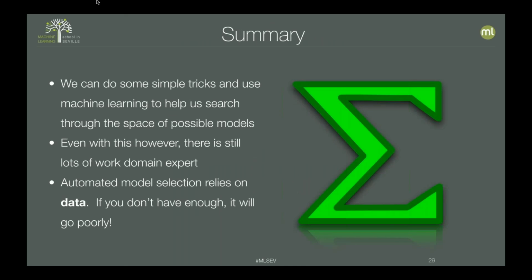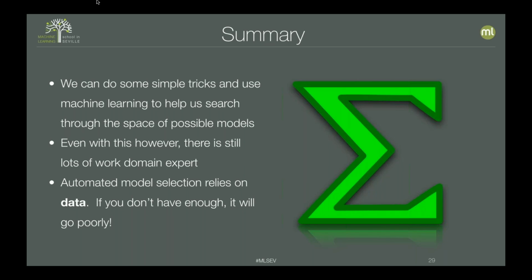And so, a summary here. We can use some simple tricks and use machine learning to help us search through the space of possible models. This isn't anything magical, and even machine learning wise, it's not that complex, although it's getting more complex every year as more papers are released. But still, the central idea is pretty basic, and the data that we're working with is usually small. We're usually talking about at most hundreds of models, so it's pretty easy to learn in whatever way you want over this small data.